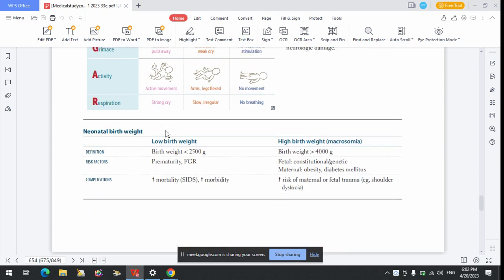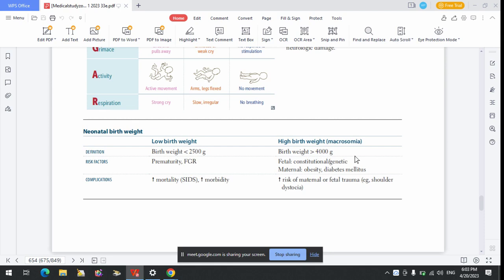Now, neonatal birth weight: low birth weight and high birth weight. They've classified it. Before 2022, it was usually only low birth weight, so they've added high birth weight now. Low birth weight is when you have a birth weight of less than 2.5 kg, or 2,500 grams. If it's more than 4 kilograms, or more than 4,000 grams, that is macrosomia.